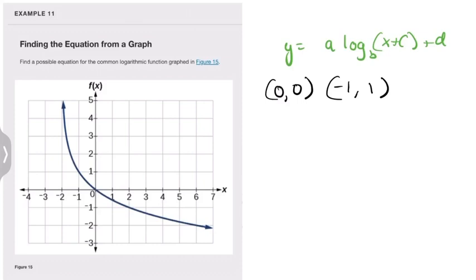All right. So then that would show up as what? X plus 2. All right. If we move the graph left by 2, then we might consider y equals a log base b. What do we say? X plus 2, plus some common difference, plus d.